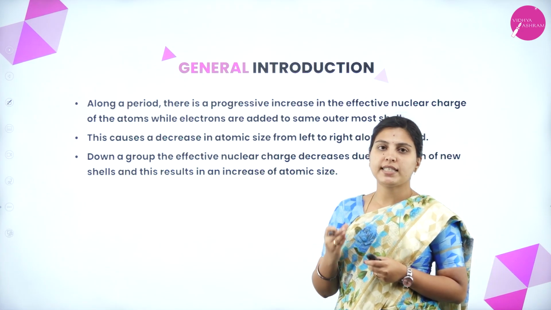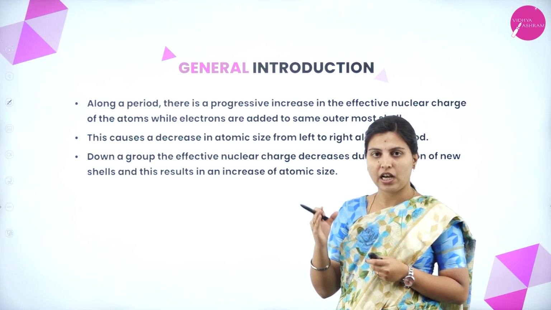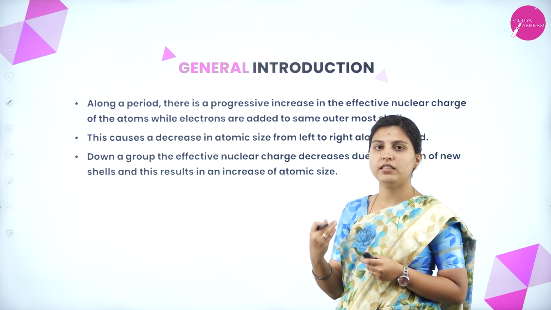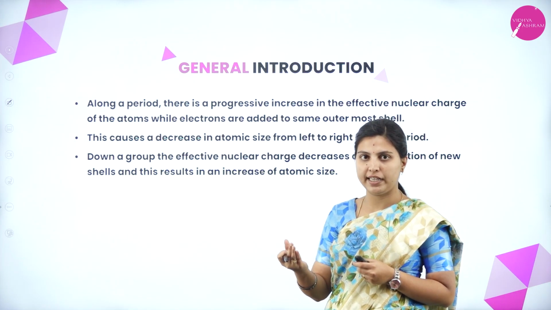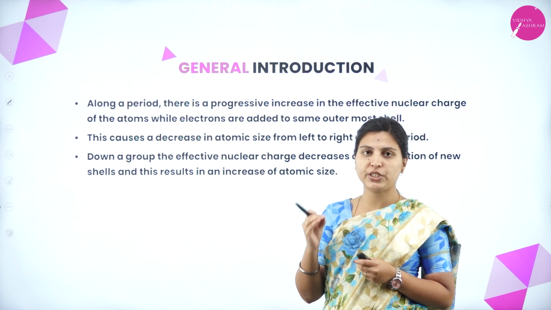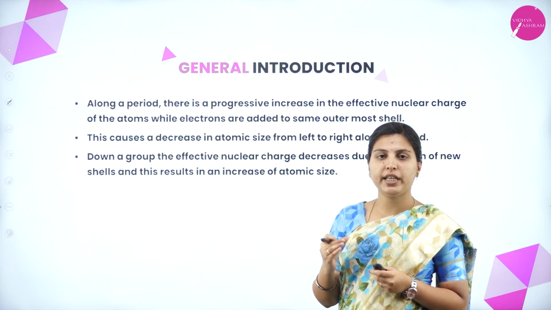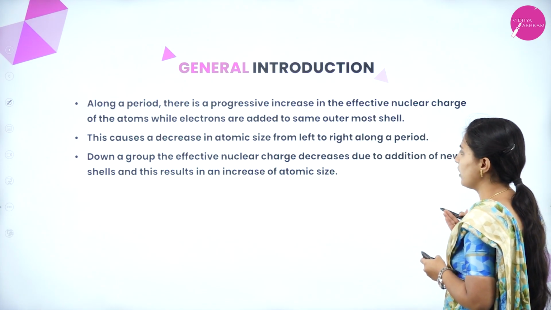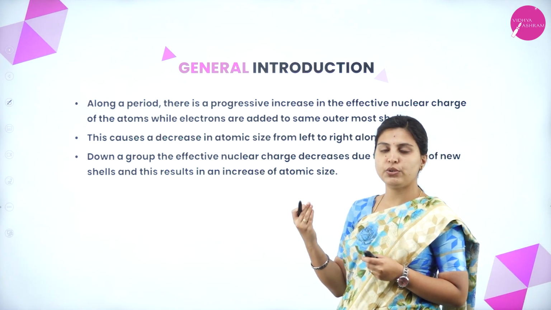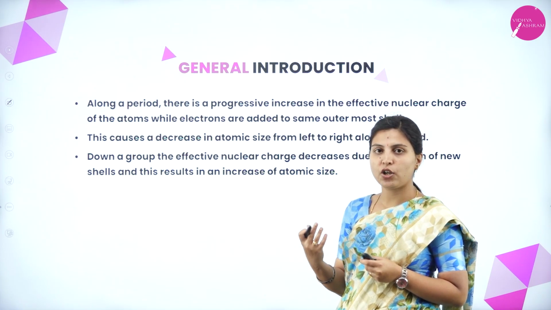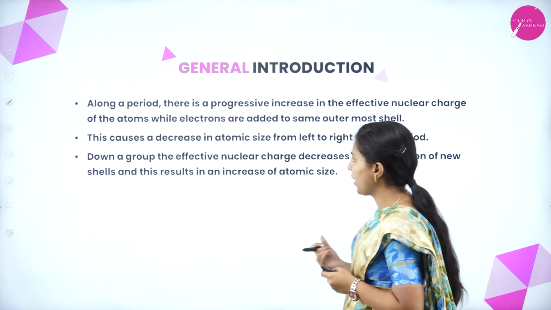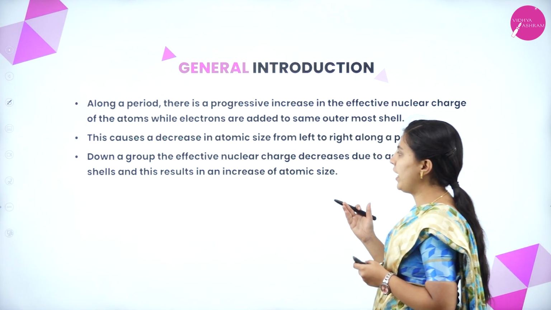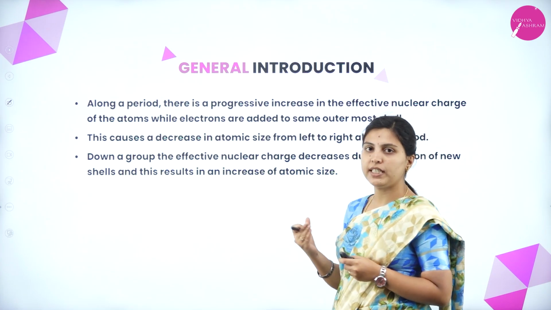Due to the atomic size and ionic radii decreasing along the period, the effective nuclear charge increases. How? All the new electrons that are getting added are added to the same shell, so the effective nuclear charge will be more. This causes a decrease in atomic size from left to right along a period. Due to the effective nuclear charge being high, the atomic size decreases. Down a group, the effective nuclear charge decreases due to the addition of a new shell, and this results in an increase of atomic size.